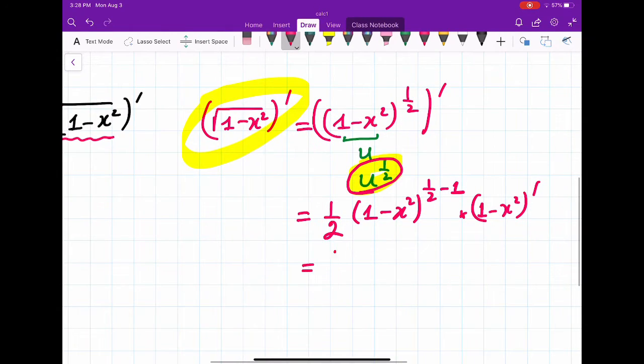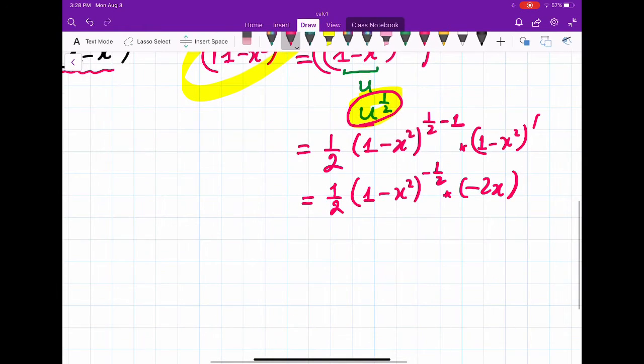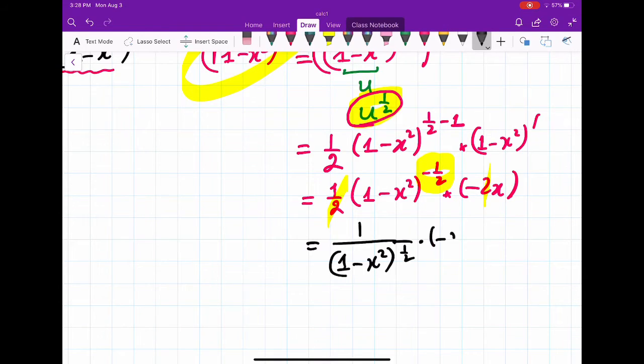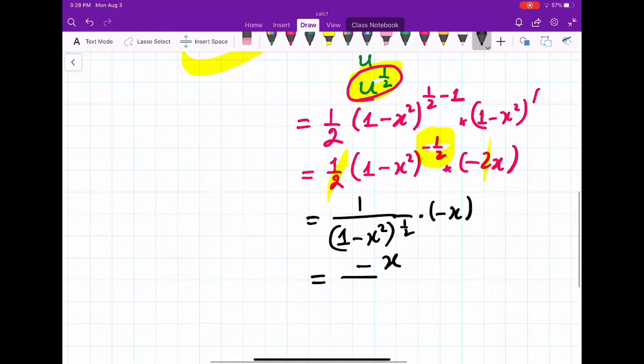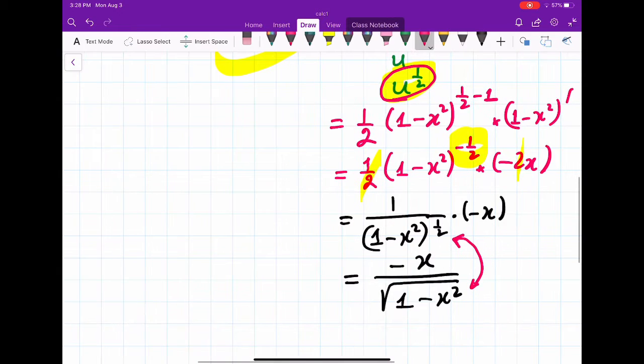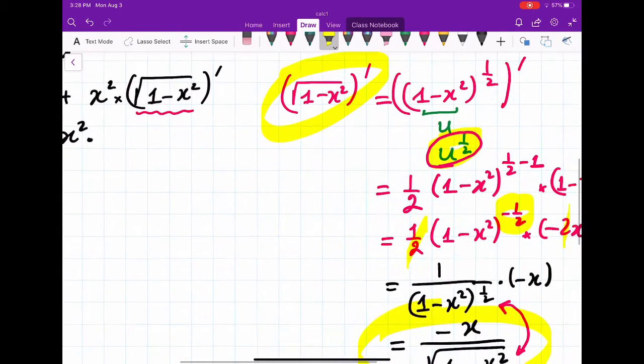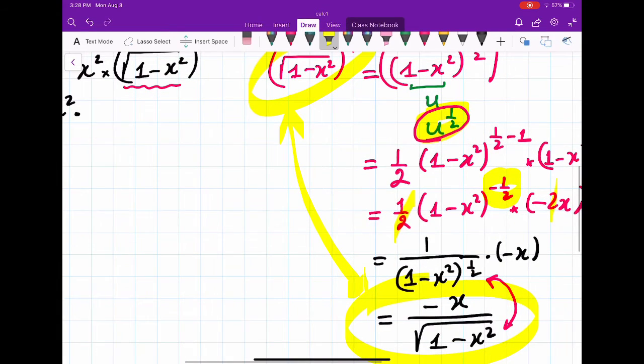Then I have 1/2 times 1 minus x squared to the negative 1/2, times negative 2x. Then you simplify the 2 with the 1/2, and the power negative 1/2 is converted to 1 over 1 minus x squared to the 1/2. In here I have negative x, so I can write that as negative x over the square root of 1 minus x squared. We use this several times, right? You convert from radical to power function. So we have the derivative of the square root of 1 minus x squared.